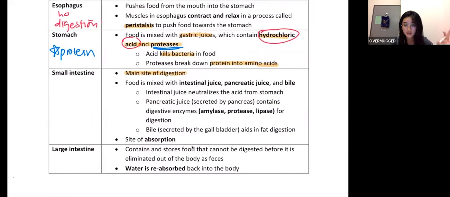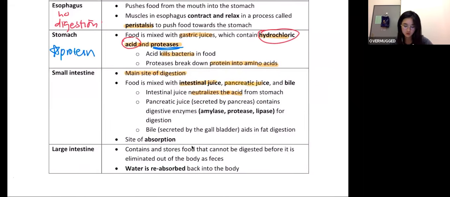There are a few juices that I need you to remember. The first one is called intestinal juice. Main function, neutralization of acid. When you go to O-level, you will learn that intestinal juice also has other enzymes, but at your level, you just need to remember one of the main functions of intestinal juice is to neutralize the acid from the stomach. The bacteria are killed already in the stomach, so when it comes to the small intestine, we don't need an acidic environment anymore. So we want to neutralize the acid.